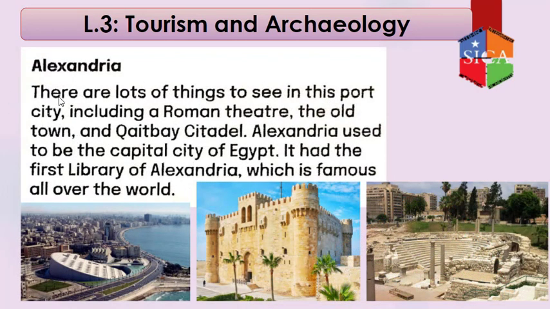Alexandria. There are lots of things to see in this port city, including a Roman theater, the old town, and Qaitbay citadel. Alexandria used to be the capital city of Egypt. So, Alexandria was the capital city of Egypt, and now Cairo is the capital. It had the first library of Alexandria, which is famous all over the world.